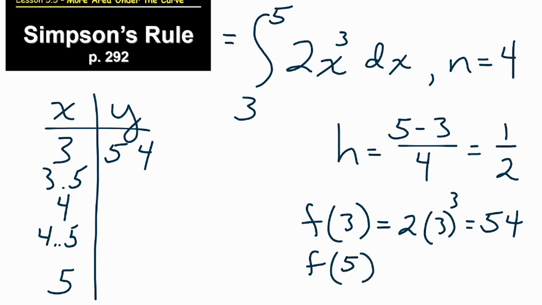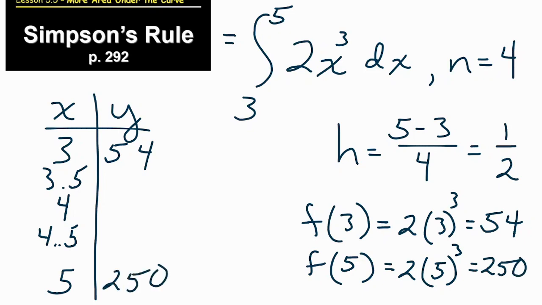Okay, I'm going to just plug in the first and last one because they're a little bit easier to see. This one's going to be twice of 125, so we call that 250. And you just would go through and compute, evaluate, get each of these y values. I'm going to fill in the rest of them here.